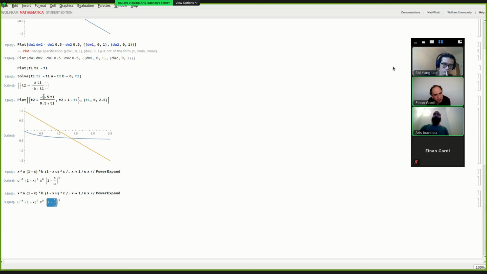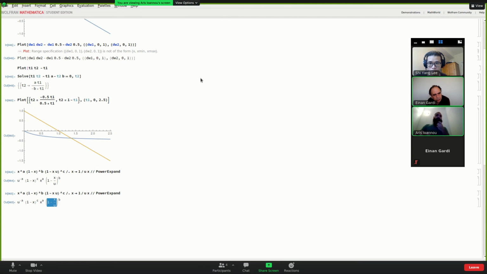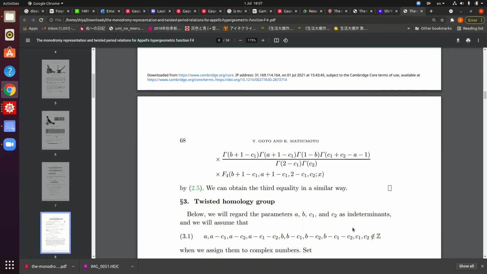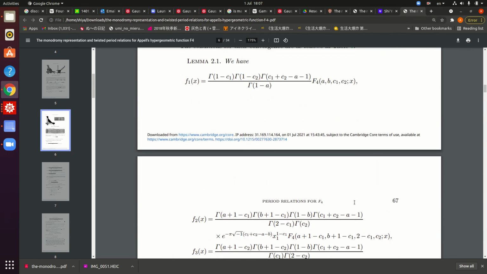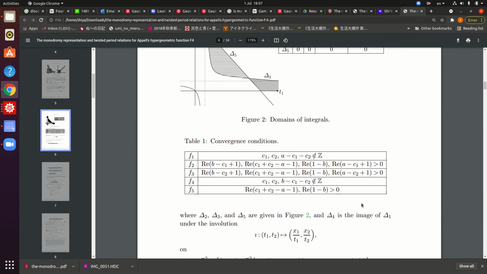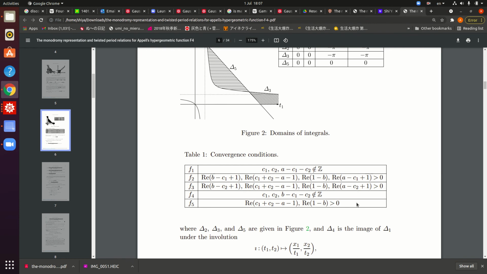I mean, maybe the regions delta 2 and delta 3 are what we have to think about. Let's see. I'll stop sharing this. So, we can think about the following.